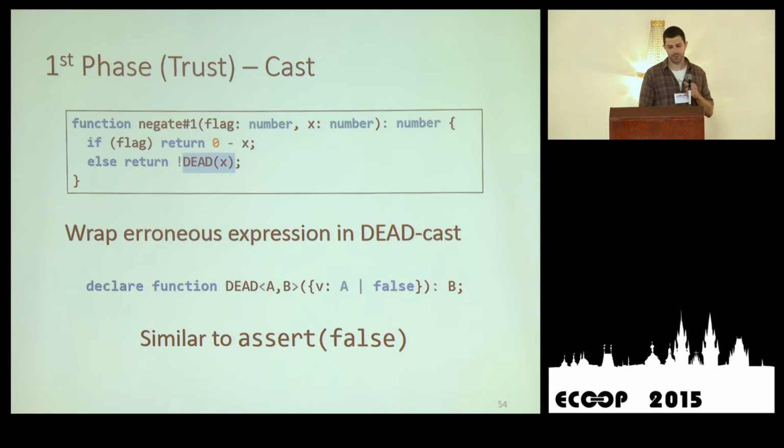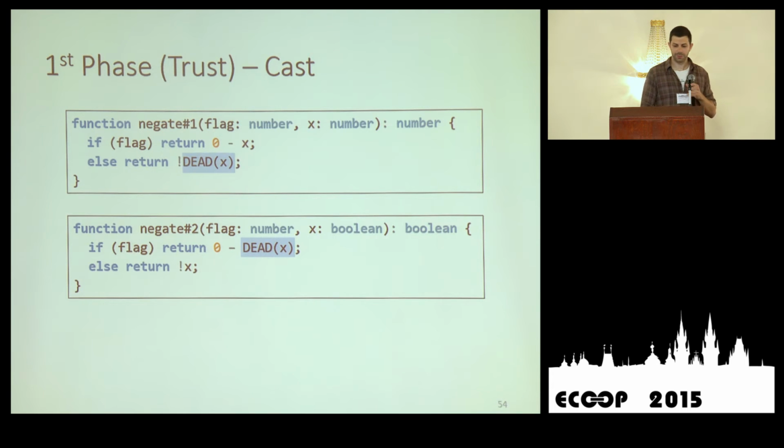Dead cast can be thought of as a function that has the signature shown in the middle here. And intuitively, it's similar to an assert false, but also returns a type B that can be anything that we actually need to have at that spot. Basically, this means that this code needs to be dead code. We do similarly for the other clone that we had earlier, but assign the dead cast in the other branch.